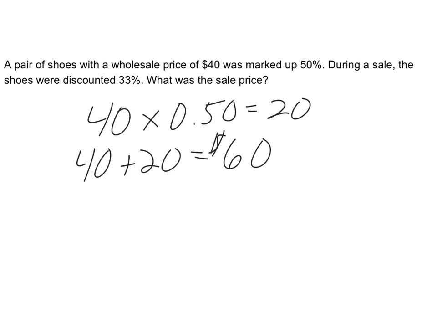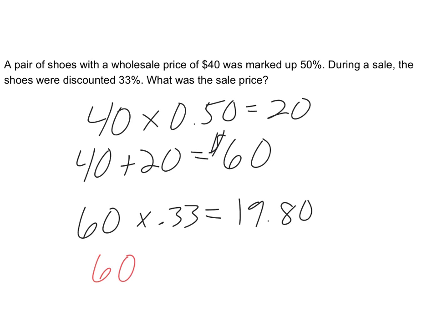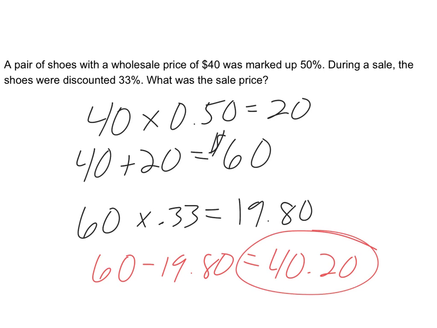Now they have a sale going on, so it's discounted at 33%. So now I need to find 33% of that 60, which is $19.80, and I'm going to subtract that from the 60, giving me a sale price of $40.20.